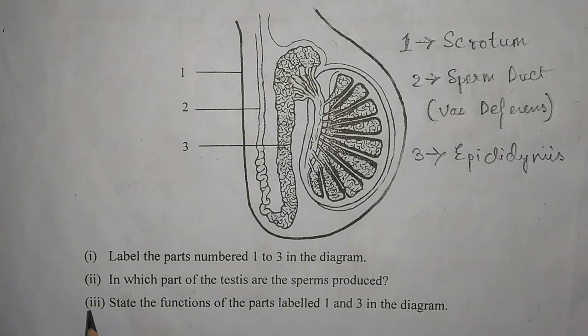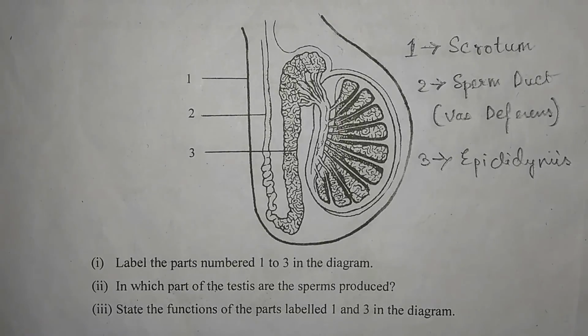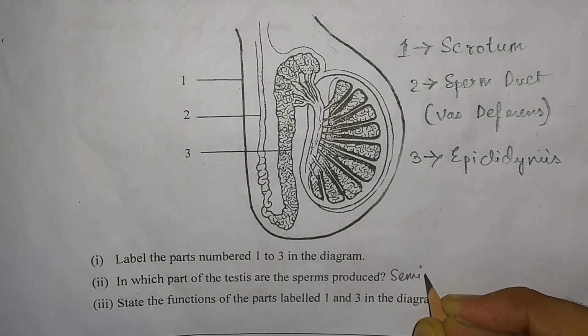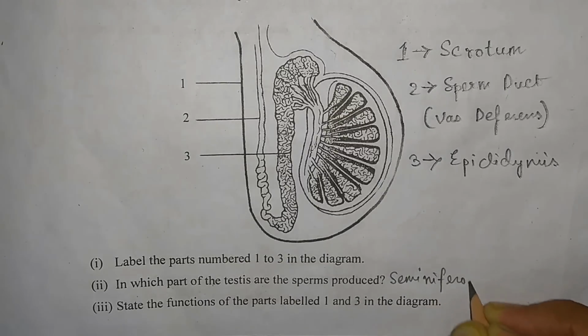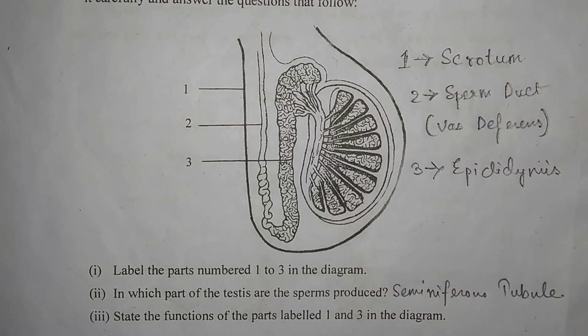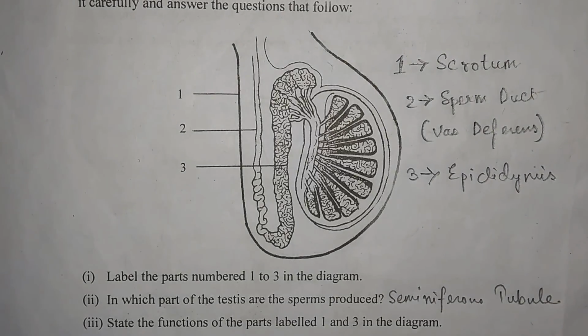So we move on to question number 2. In which part of the testis are the sperms produced? That's also easy. That's seminiferous tubule. Seminiferous, ferrous for iron, tubule. Easy question. Number 3. State the functions of the parts labeled 1 and 3 in the diagram.